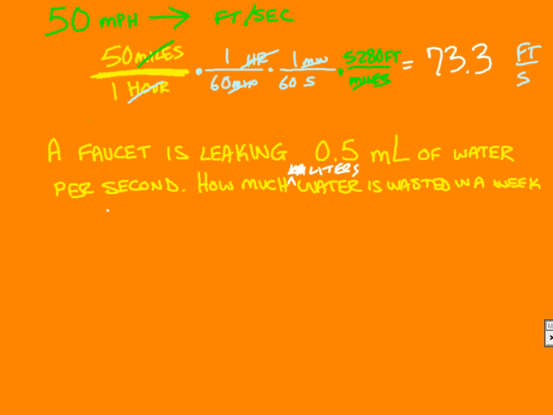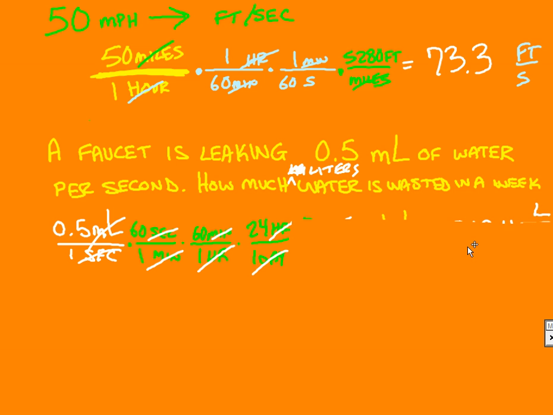All right, so what you should have done, you should have started with 0.5 milliliters per second. We're going to change here the seconds and the minutes first, but we don't want per minute. We need how much water is wasted in a full week. So I got to keep going. So I change minutes into hours. Well, that's not good enough. I can change hours into days. Still not good enough. How many days are in a week? 7 days in a week.